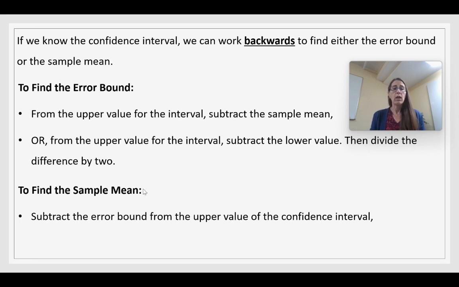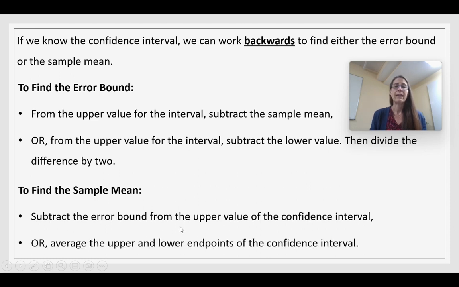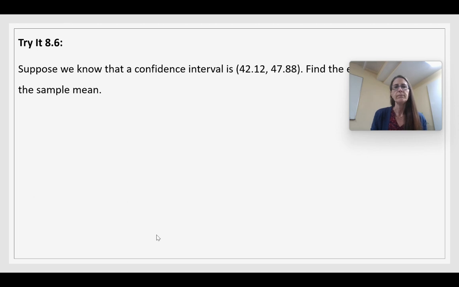If we know the error bound, we can subtract it from the upper value of the confidence interval, or we can average the upper and lower endpoints of the confidence interval. So if we add the upper level plus the lower level and divide by 2, that will tell us the midpoint, which would be the sample mean. So these are the 2 ways to find the error bound and the 2 ways to find the sample mean if you have the confidence interval.